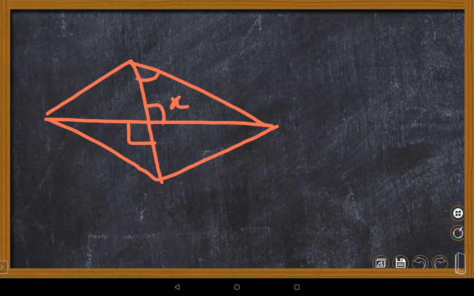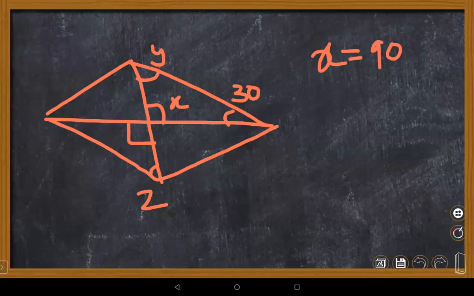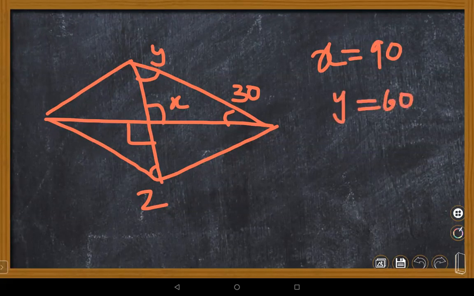This is y. This is 30. This is z. You need to find out x, y, z. Ma'am, x is 90 degrees since vertically opposite angles. Very good. And y is 60 degrees, ma'am. Wonderful. Y is 60. Why? Because you are using the angle sum property. Good.